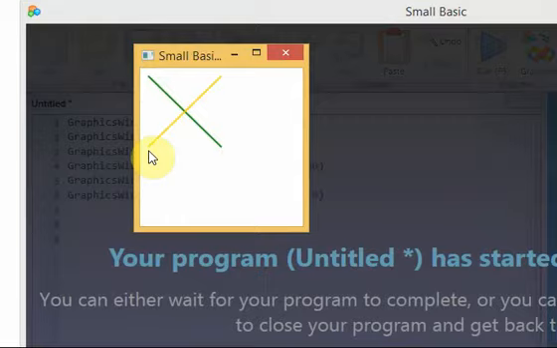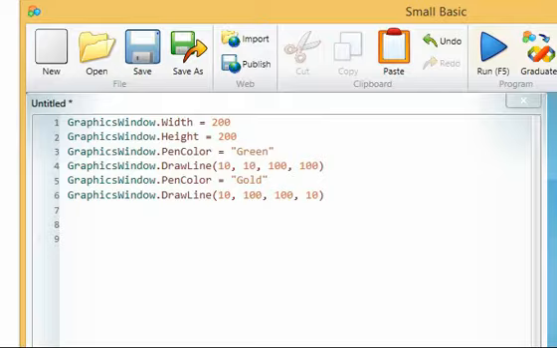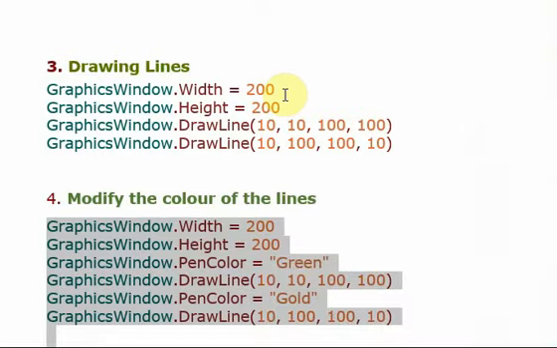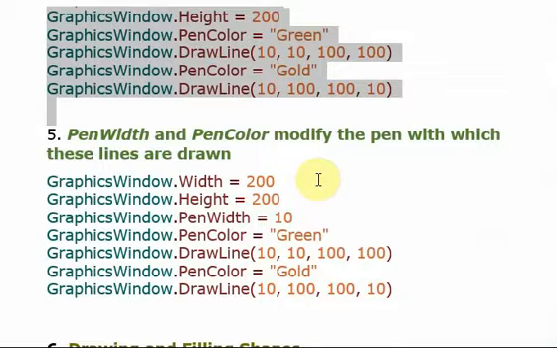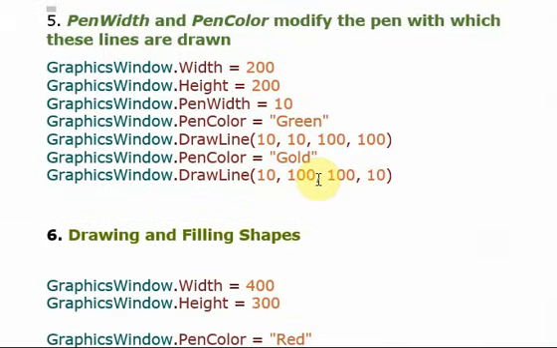Here we can change the pen color, and we can change the thickness as well. Here we are actually changing the thickness. You can now clearly understand: pen width, pen color, draw line.